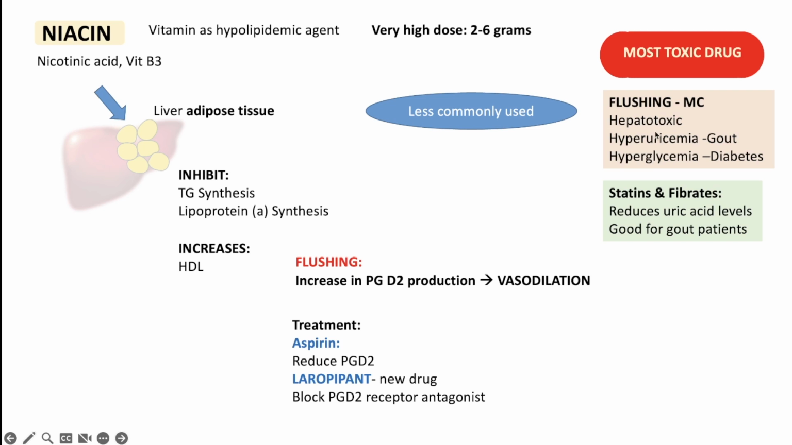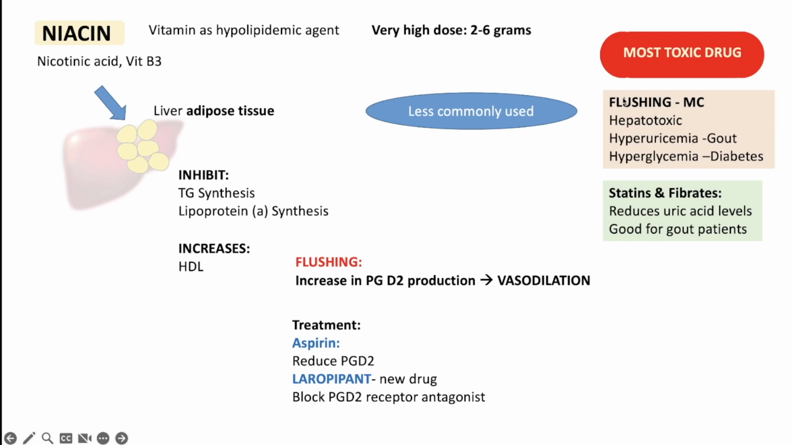Apart from that, it causes hepatotoxicity and hyperuricemia, which can precipitate gout in a risky patient, and it is contraindicated in gout patients. It can increase the blood glucose level, causing hyperglycemia. So it can increase the risk of diabetes, and it is contraindicated in diabetes.